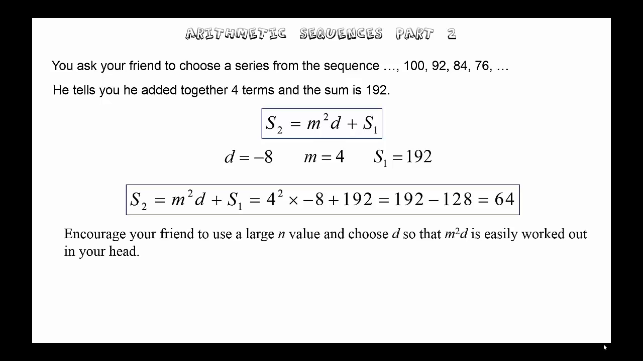Now this will be an especially interesting or amazing trick. Well, it's not really a trick, is it? It's mathematics, but it will be more impressive if you can encourage your friend to use relatively large n values so that m squared d comes out to be large, and it will be more amazing that you could give the answer so quickly.